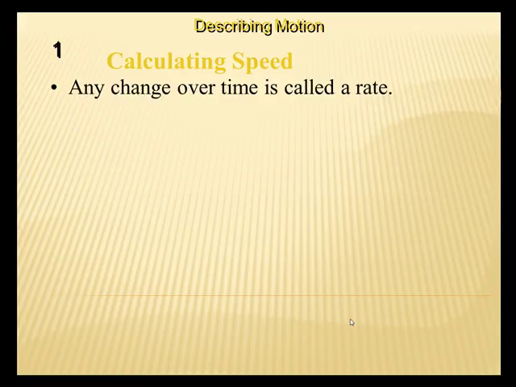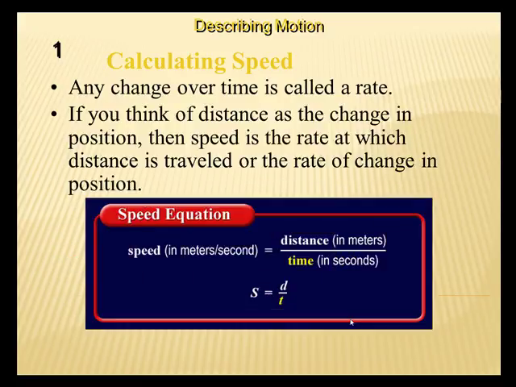Any change over time is called a rate. So speed is actually a rate, and it uses the formula speed equals distance divided by time. The typical standard is meters divided by seconds.